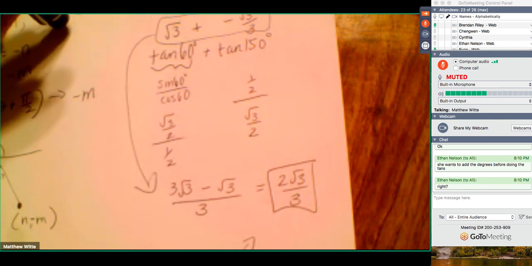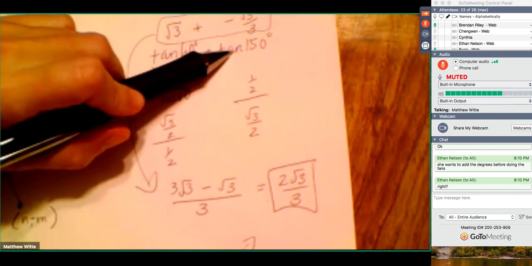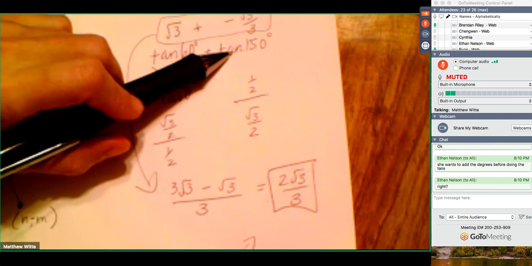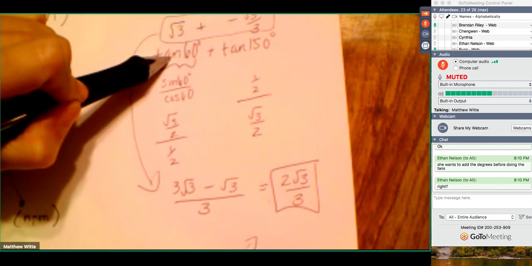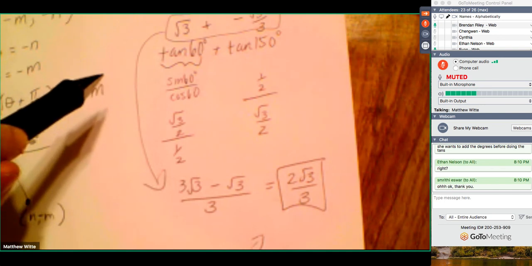So that was a good question. You cannot take tan 60 and tan 150 and make it tan 210. You have to do tan 60 on its own and tan 150 on its own. Trig functions don't work that way.